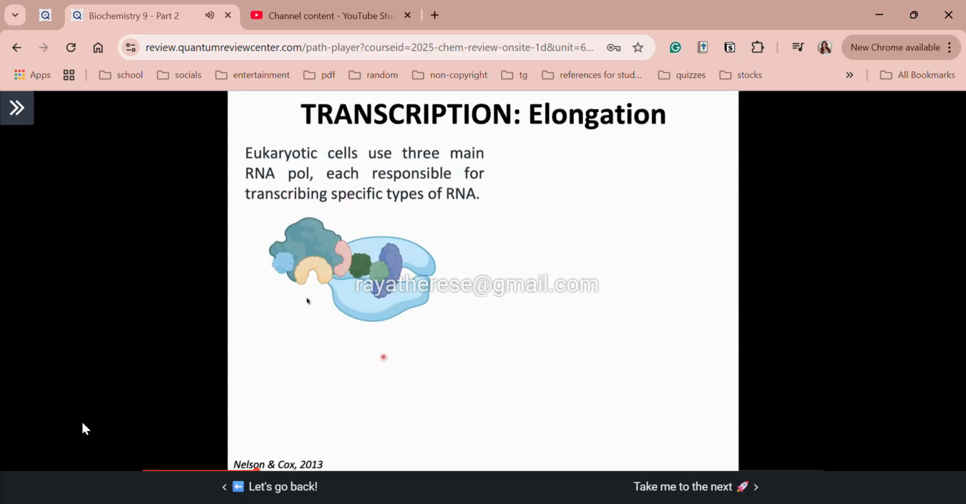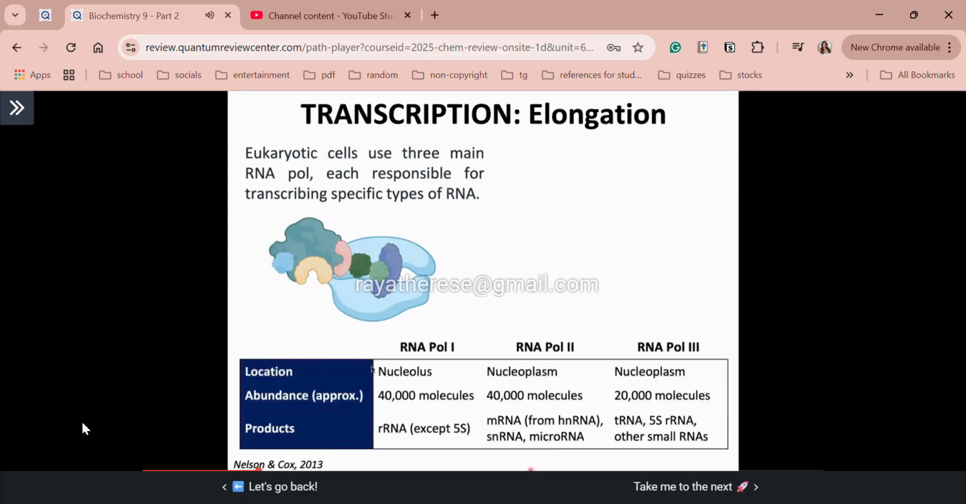Class, this is a typical structure of your RNA polymerase. Similar with DNA pol, it actually has numerous subunits. And similar as well with your DNA pol, we have three types. Here, class, ang very important lang to remember are their respective products and their location. Okay? So let's start. For RNA pol 1, it's located in your innermost location in the nucleus, the nucleolus. Okay? So RNA pol 2 and pol 3, that's just in your nucleoplasm.